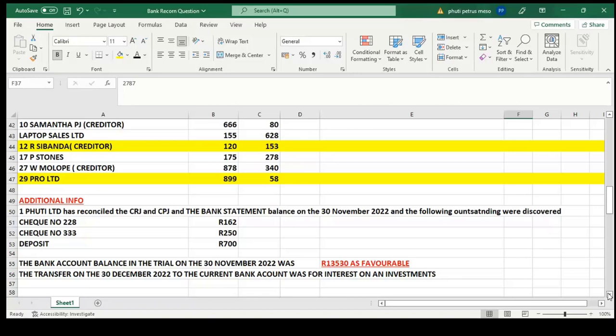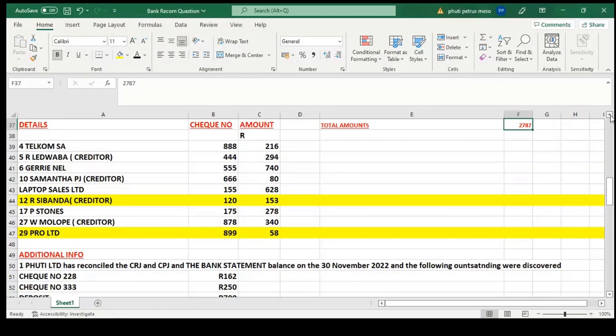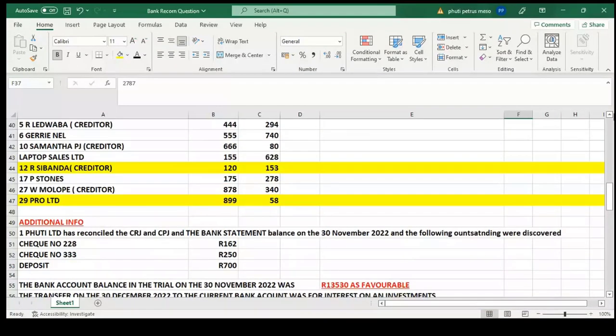Okay, so let's have a look at check number 228. Let's have a look at check number 228 if it is there, right? Can you all see it? I'm under the CPJ incomplete balance. I don't see check number 228. No, it's not there. Okay. Check number 333. Not there either. Okay, an amount of 700 rands. The deposit of 700 rands. It's not in there.